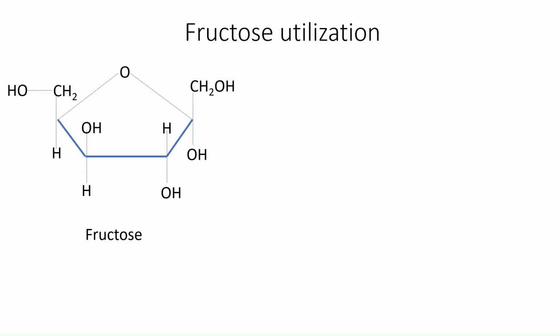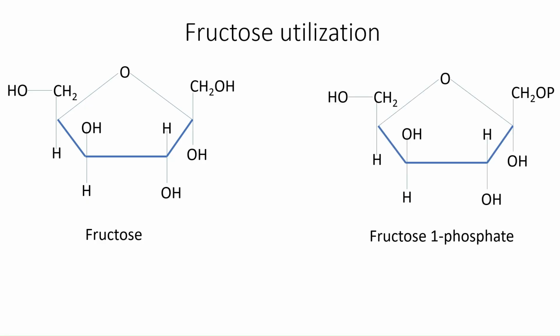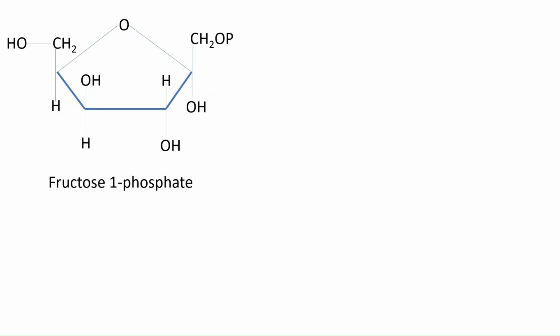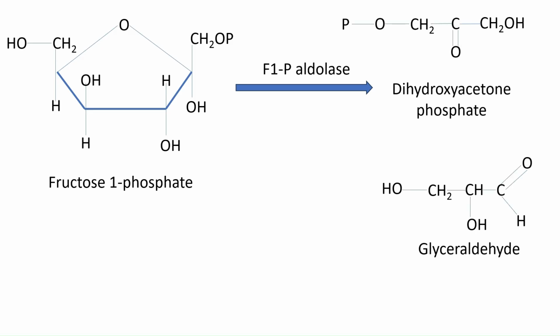So first we'll start with fructose. So the fructose is converted to fructose 1-phosphate by use of ATP by enzyme fructokinase. Now all of these conversions will happen in the liver in case of mammals. Now this fructose 1-phosphate is broken down by fructose 1-phosphate aldolase into two compounds, that is dihydroxyacetone phosphate and glyceraldehyde.